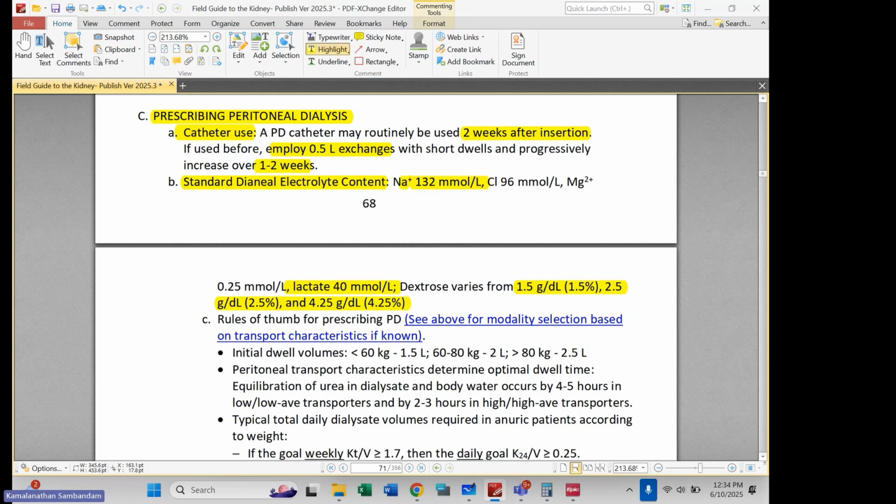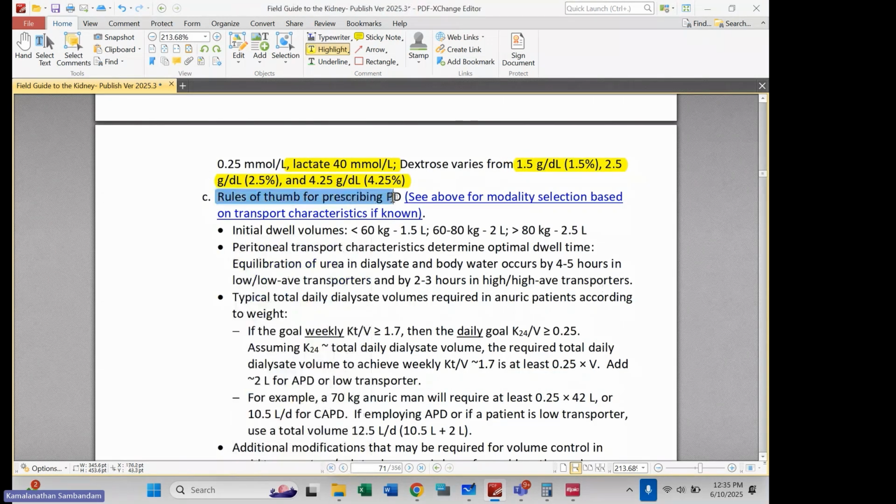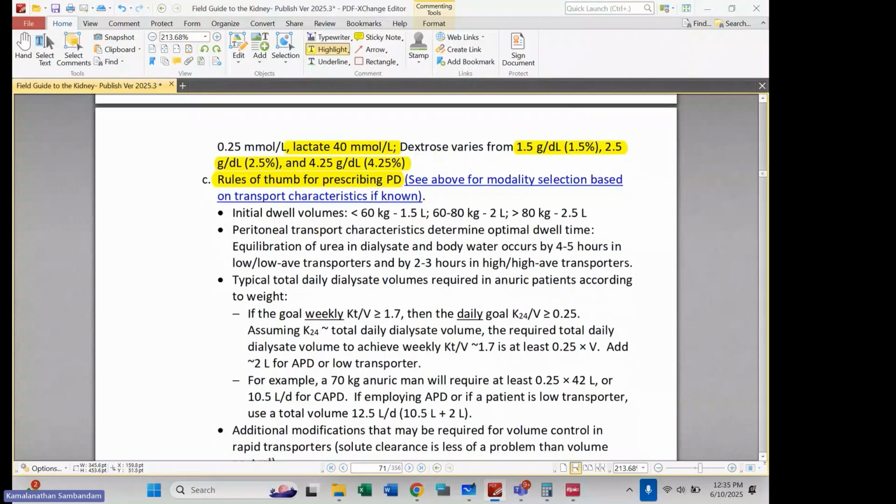So this would be 1,500 milligrams per deciliter glucose concentration in the dialysate, allowing for a diffusive or osmotic gradient for water removal. Okay. Here are some rules of thumb for prescribing peritoneal dialysis.